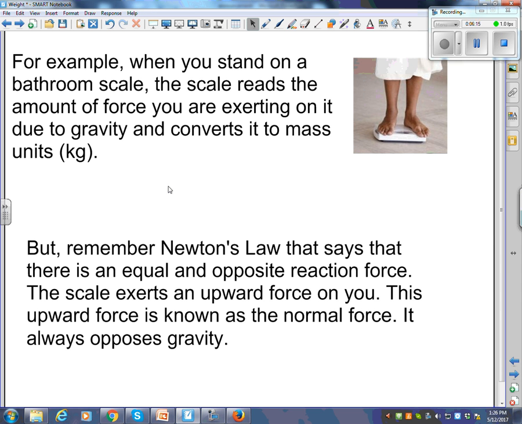Right? This upward force is known as the normal force, Fn. And it always opposes gravity when the surface is flat. If it's at an angle, that's not true. That's a little bit untrue.